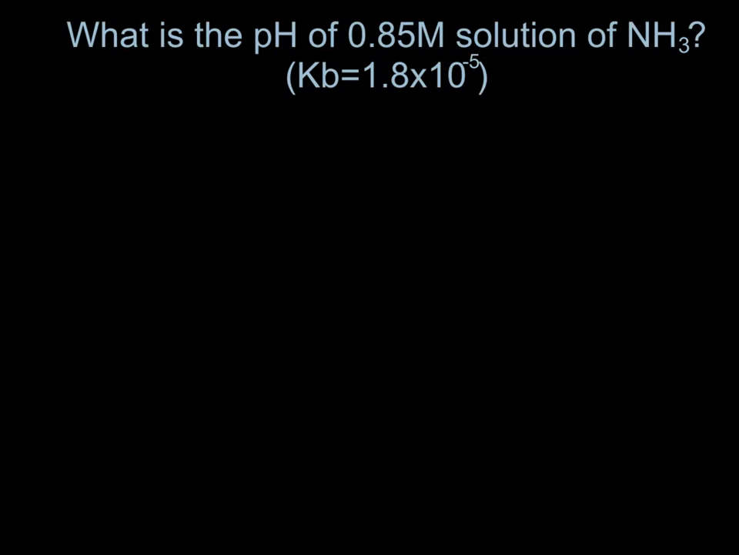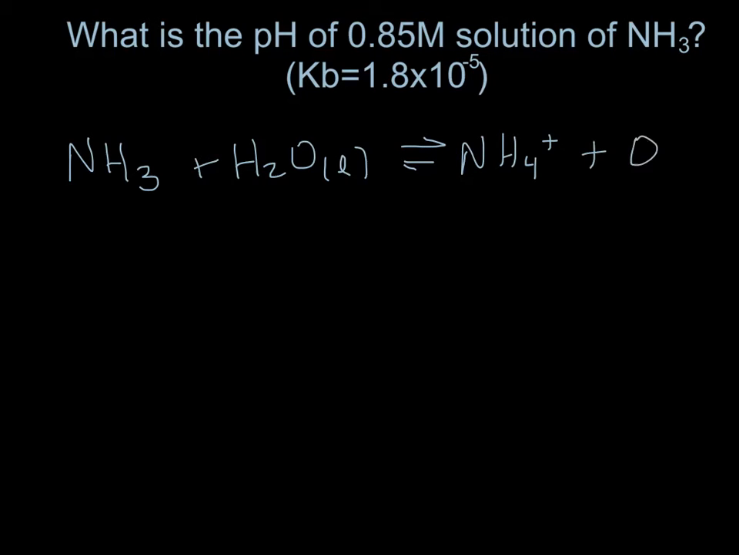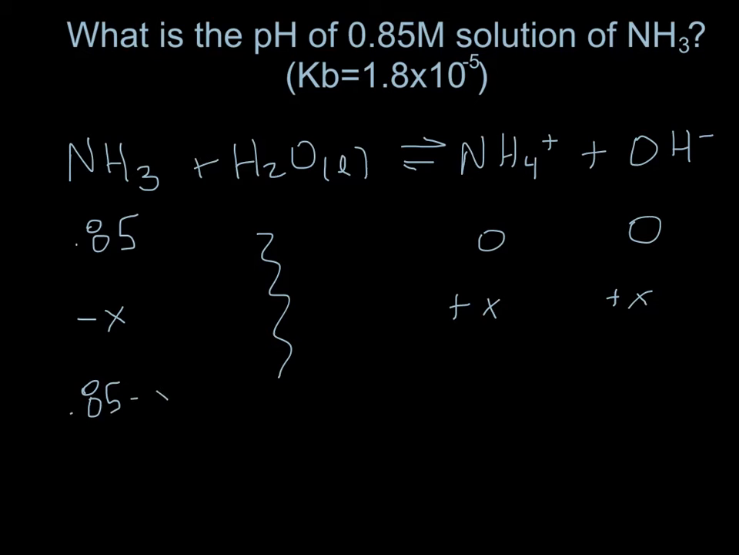This is an equilibrium problem, so I will need a balanced equation so that I can do an ICE table. Ammonia plus H2O, remember H2O is a liquid, is in equilibrium with ammonium plus the hydroxide ion. This is a 0.85 molar solution of ammonia. Don't care about the water, it's a liquid. 0, and again we're going to say that that is 0 even though we know there's hydroxide in water. Just like a weak acid, minus x, plus x, plus x. I love it. It never changes. And we'll get 0.85 minus x, x, and x.